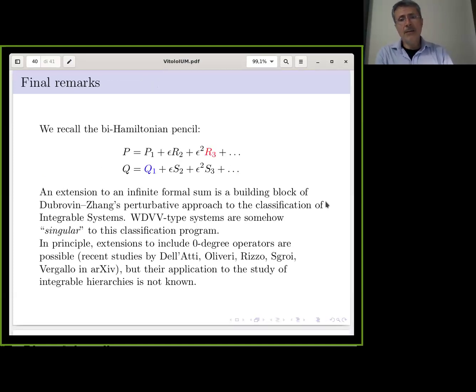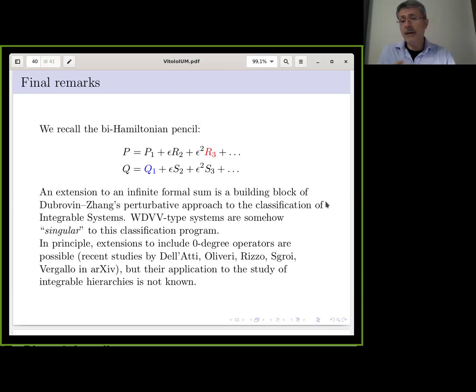So, final remarks. We recall that we have a Bi-Hamiltonian pencil of this form, where we have the red summand and the blue summand. If we consider extended sums starting in both cases from first-order terms, this is how Dubrovin and Zhang approached the classification of integrable Bi-Hamiltonian systems. It is a perturbative approach.